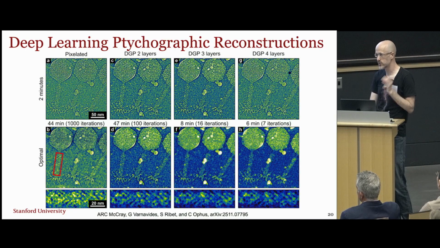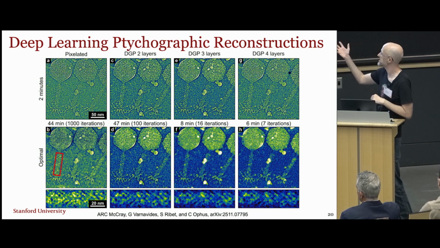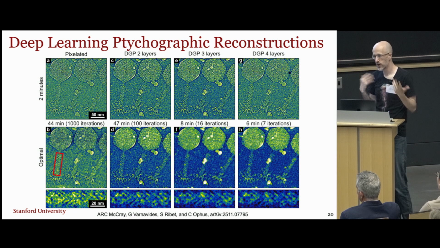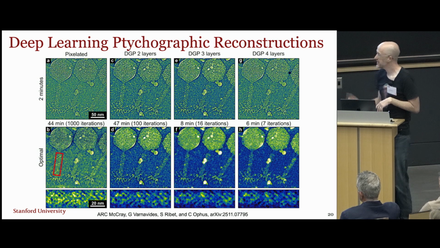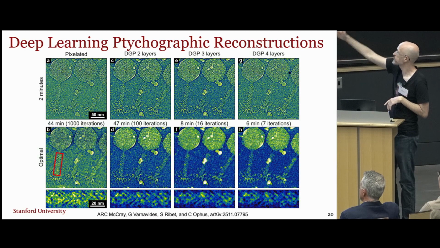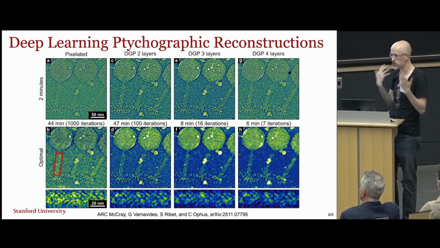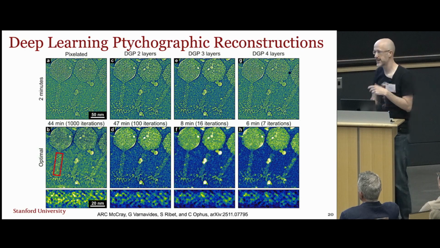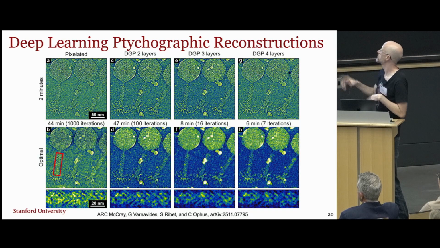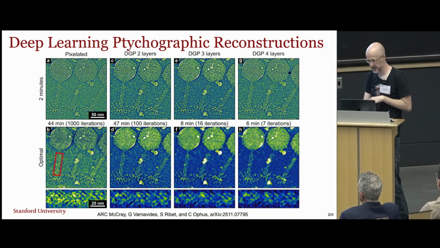But nevertheless, this is a great platform to also test, for example, when you use a deep prior, what architecture you should use. Here, there's a little bit of a trade-off. As we add more layers, the reconstruction gets faster and faster and faster, but it can become more unstable. And I don't have time to go into the details, but there's slight artifacts there.